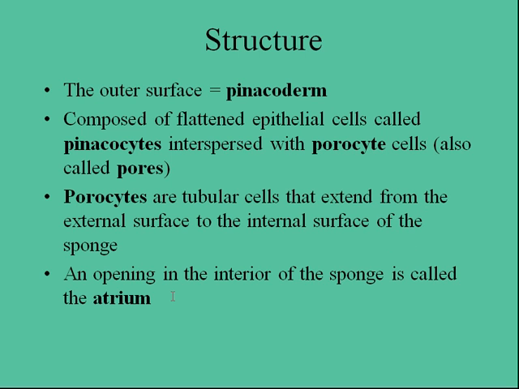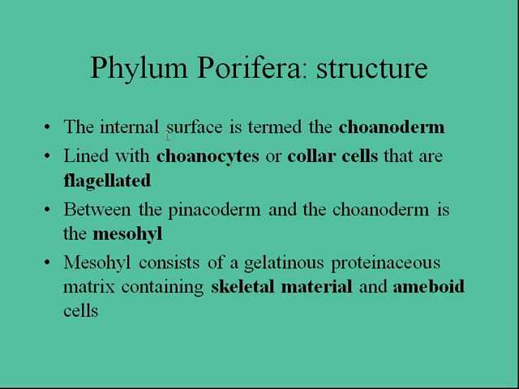Right. The internal surface is termed the choanoderm, lined with choanocytes or collar cells that are flagellated. Okay, that big flagellum, that's the whip-like structure. And between the pinacoderm and the choanoderm is the mesohyle. That's the jelly-like substance. The mesohyle consists of a gelatinous, proteinaceous matrix, which is the jelly-like matrix, containing skeletal material, being the spicules, and amoeboid cells.